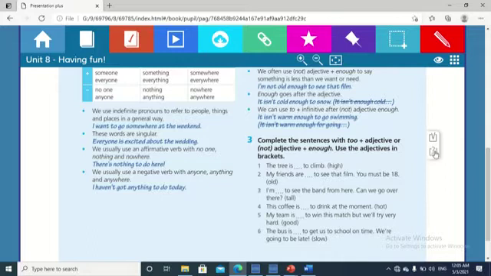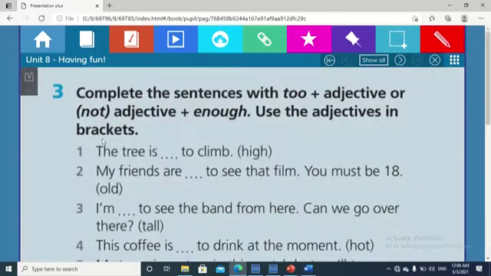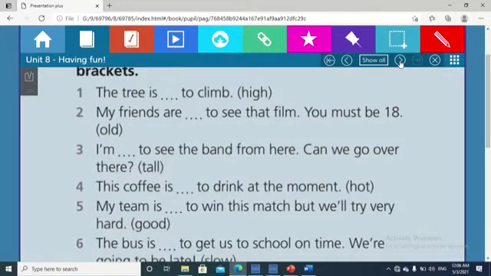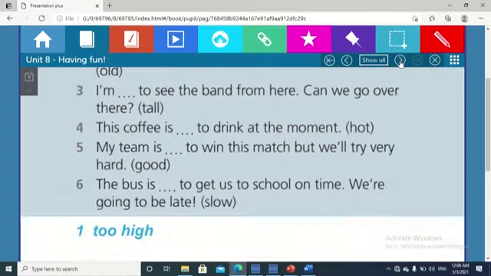So look at the first example. The tree is too high to climb. So it means that you can't climb it, so you need it to be less. It's more than needed, so here you use it's too high to climb.